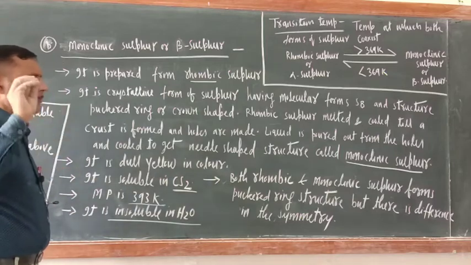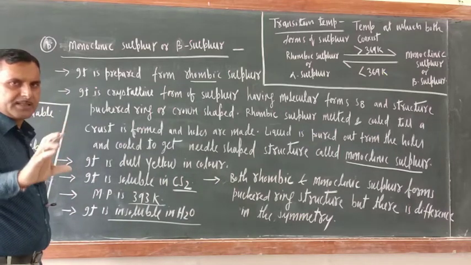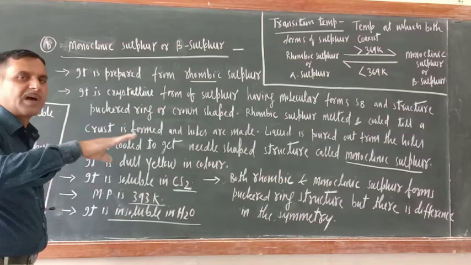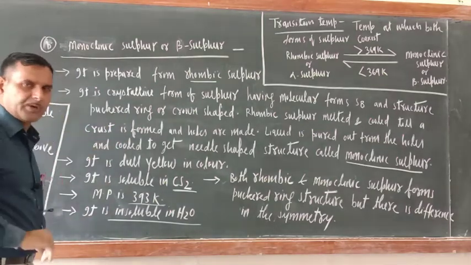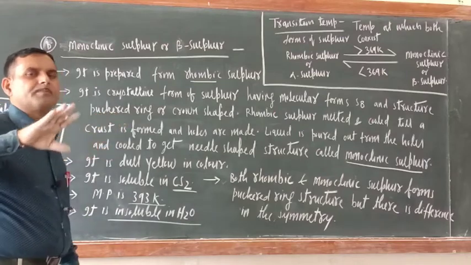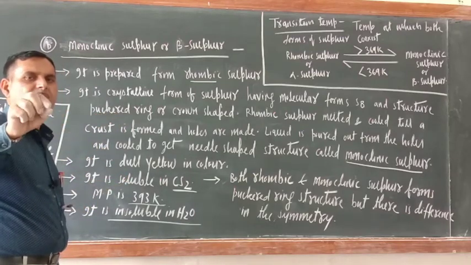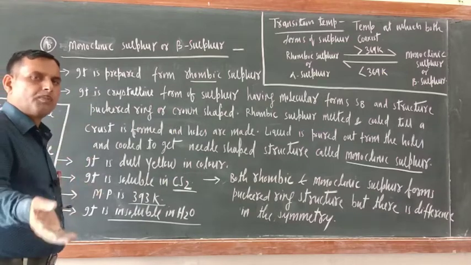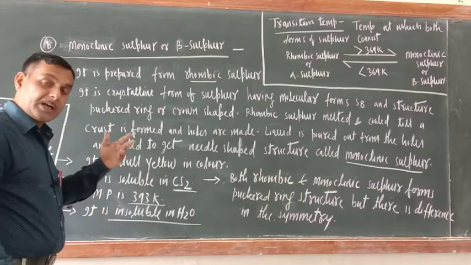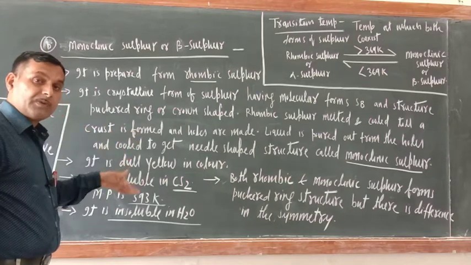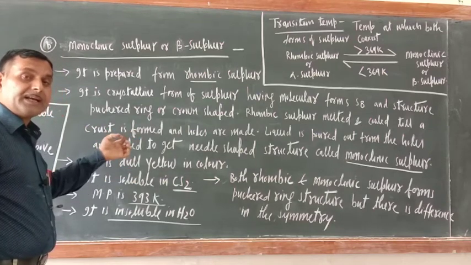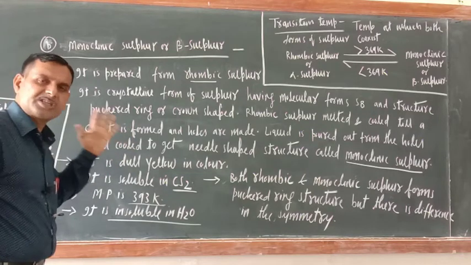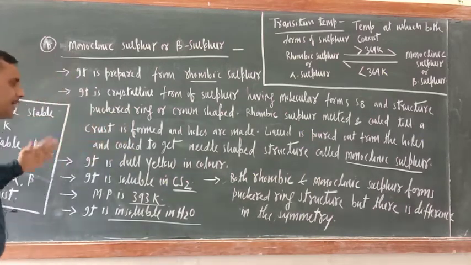First of all, rhombic sulfur is melted and cooled down till the crust is formed. Crust means one layer above the liquid. So when a crust layer is formed, small holes are generated. With the help of those holes, you pour out the liquid and that liquid further cools down. When it is cooled further, needle shaped sulfur will come out in the form of crystals. So that is monoclinic sulfur.